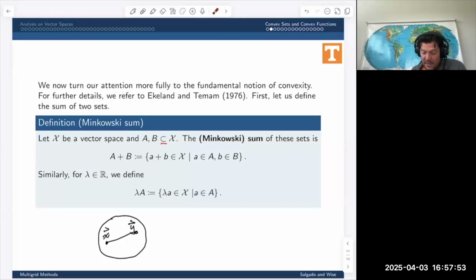And we define that to be that new set. Okay, it's in the space X as long as A is in A. The question is, what do you get? What kind of set do you get from that? Well, I claim that if A is a convex set, then lambda A is also going to be convex. Furthermore, if A and B are convex sets, then the Minkowski sum of those is also going to be a convex set.